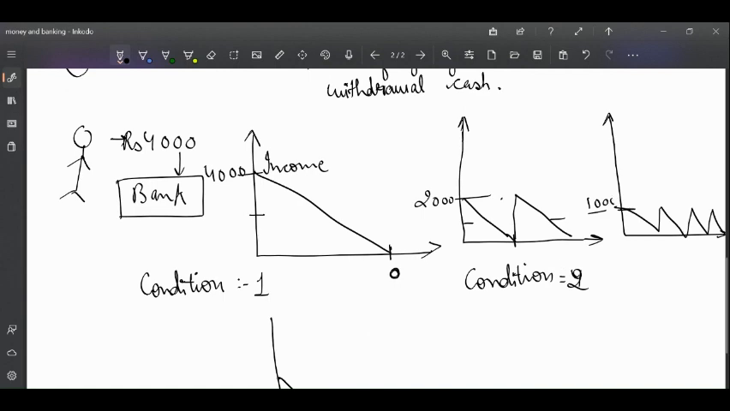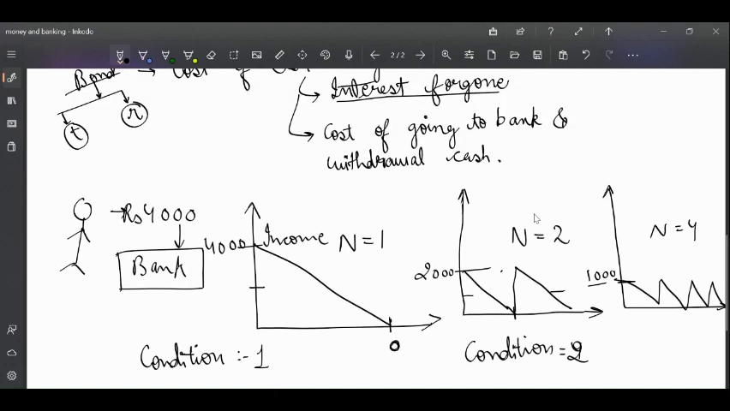So this is the change. In the first condition, the number of times he has gone to the bank was 1, in the second condition the number of times was 2, and in this one the number of times he has gone to the bank is 4. So you can see that the cost of going to the bank and withdrawing cash is increasing if you are taking out a small amount from the bank.